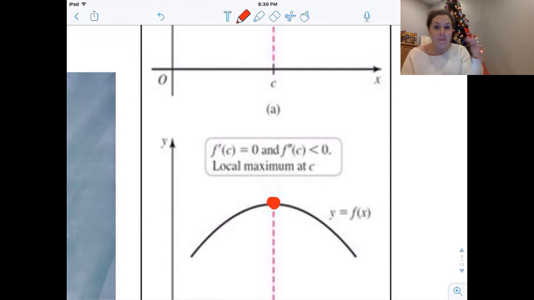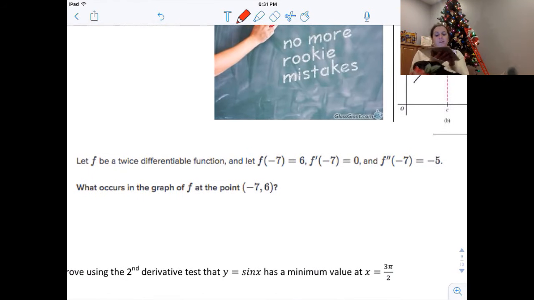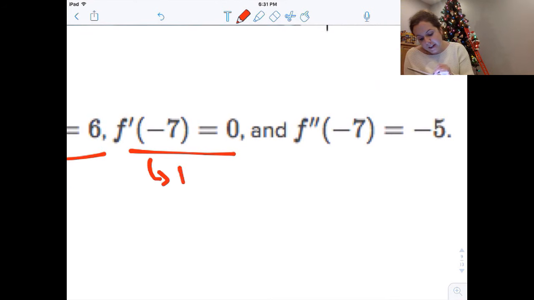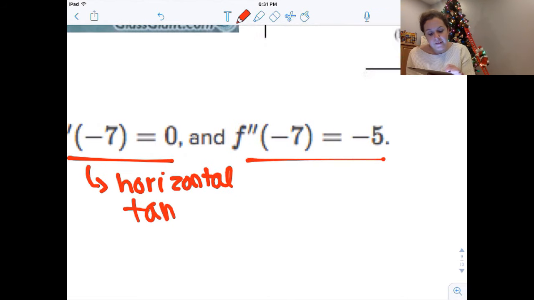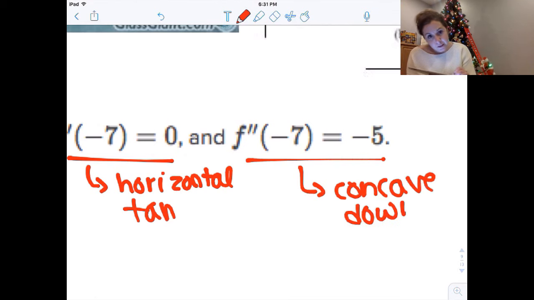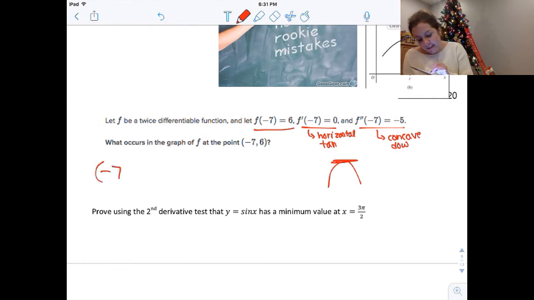So if I looked at one like this, where, okay, that's f of negative 7, sure, that's just the original. I know that the derivative of f is 0, so this means there is a horizontal tangent at x equals 7, right? And the second derivative is negative, so that means this is concave down. So what that tells me is there's a horizontal tangent, so it's flat, but it's concave down. That is how I know that there's actually a maximum. So I know that negative 7, 6 is a relative max on f.